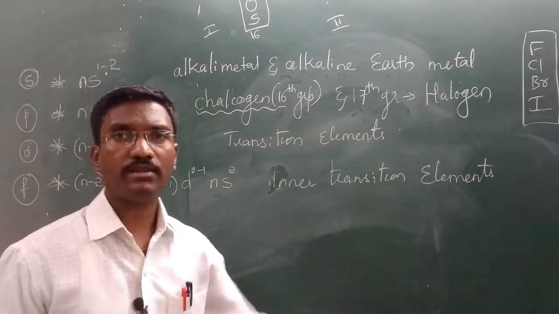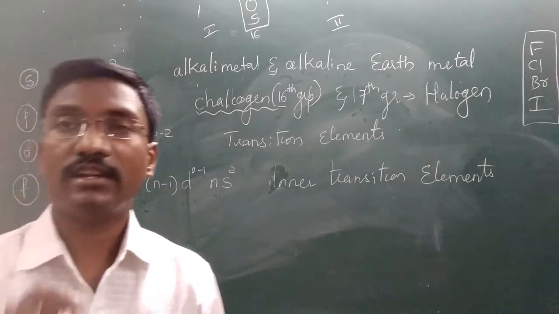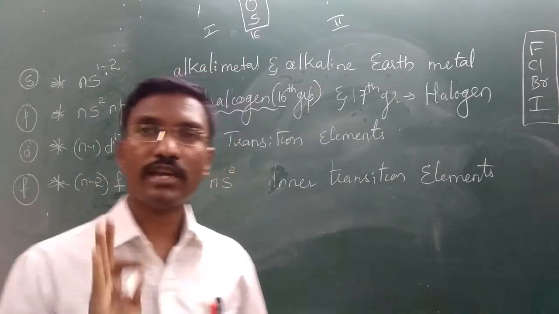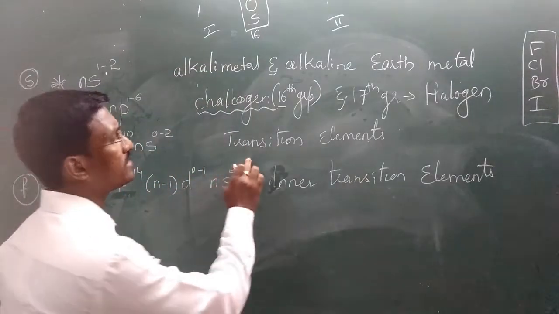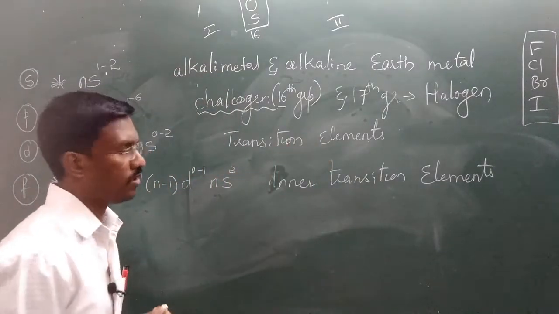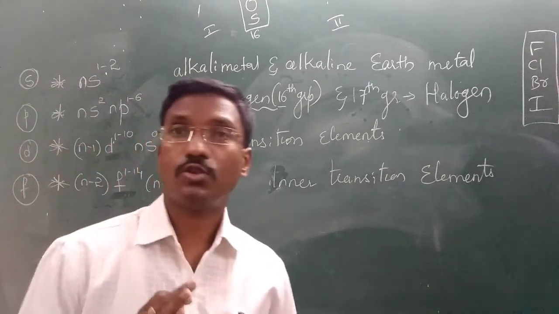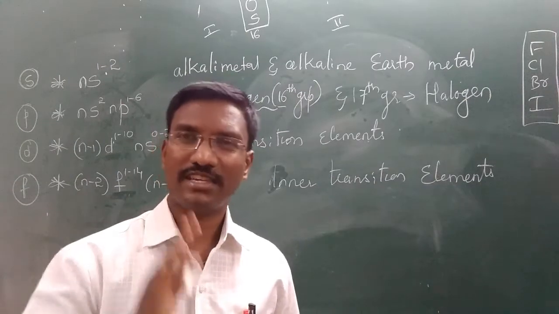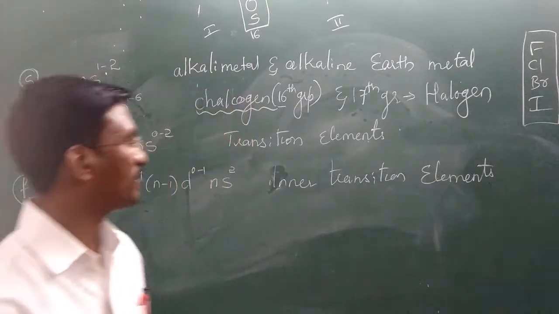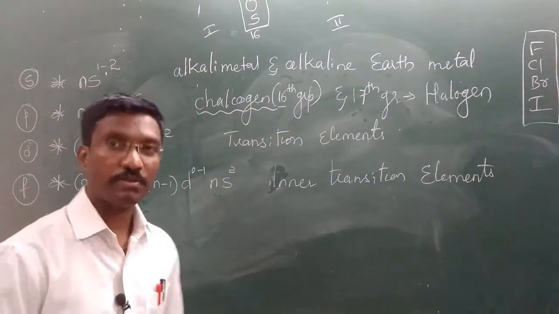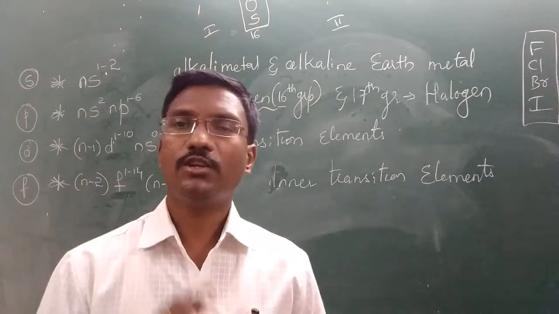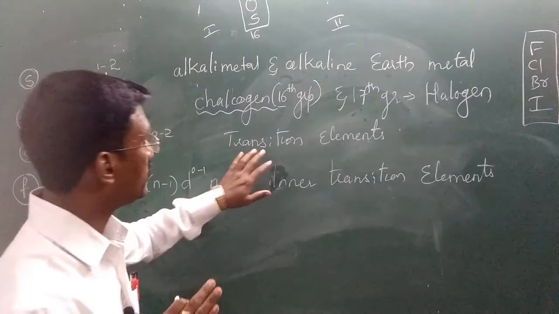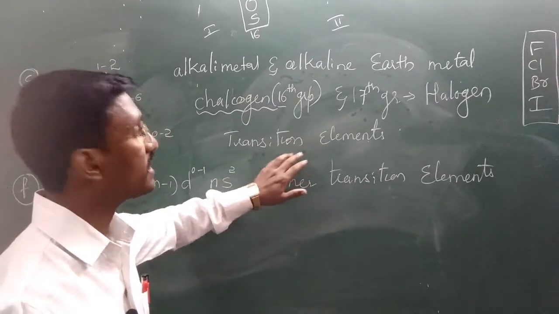Next one, D block elements. Generally the D block elements are called transition elements. What is a transition element? You may get a 1 mark question. So don't just say that D block elements are called transition elements. Yes, obviously it is right, but it has a special definition. D block elements are the transition elements, but not all of them are transition elements.